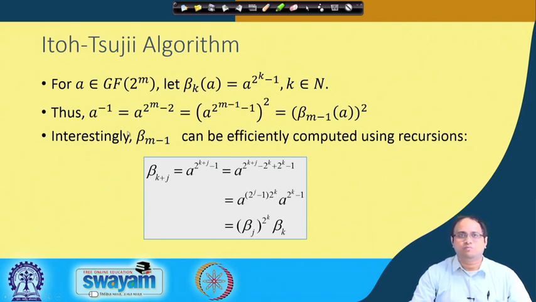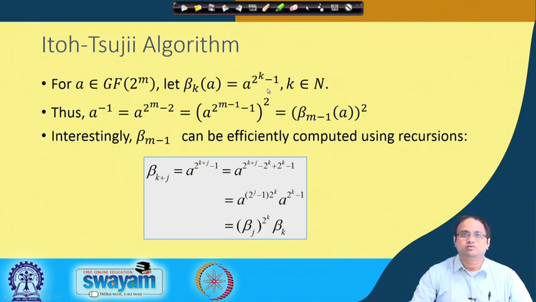So, taking this addition chain into account, what we can do is this. If I want to now compute a to the power of 2 to the power of m minus 2, which was my inverse, then I can define a variable which I denote as beta k. Beta k is nothing but a to the power of 2 to the power of k minus 1.